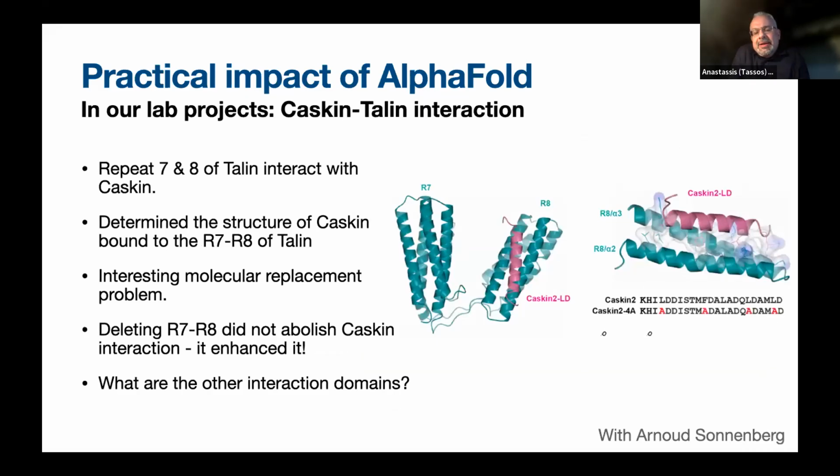Another project where, again, I found AlphaFold very impressive in how it helped us is that we had the structure of these two repeat domains of talin, a 5 helix bundle and a 4 helix bundle, and there is another helix that binds to the 4 helices. Very interesting puzzle for molecular replacement, by the way. And it was a bit strange because this protein talin has 13 repeats, R domains. And when we deleted the domain with which we knew there was the interaction, that did not abolish the interaction, it enhanced it. And we wondered, how could this happen?